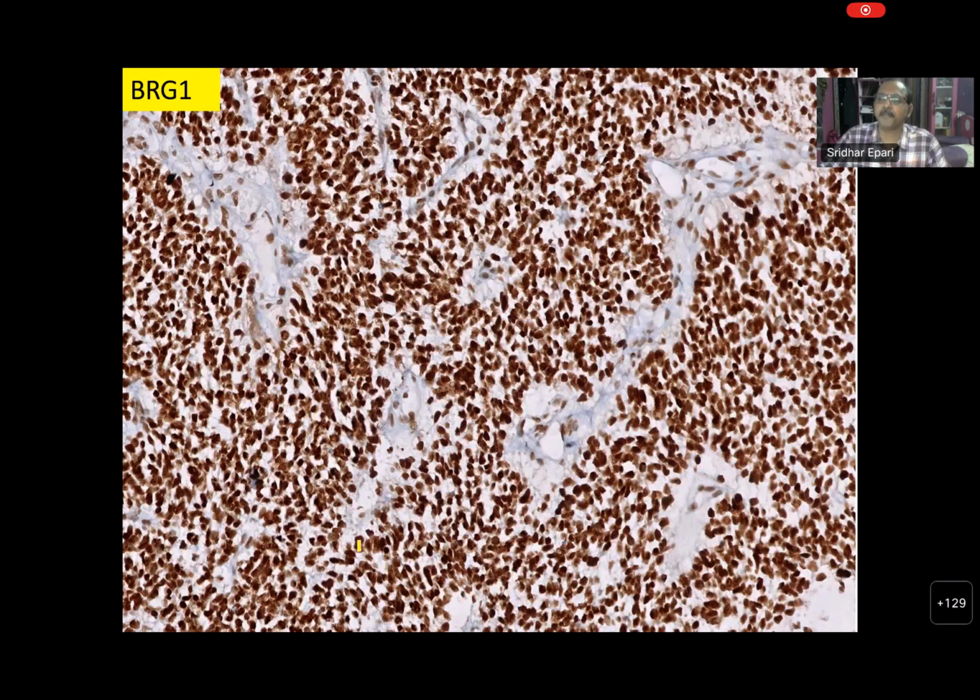Very good. ATRT is the commoner non-medulloblastic primary tumor in the infantile age group. First, you need to exclude that. So here with INI1 and BRG1 retained, ATRT is excluded. That brings you a picture about the other spectrum of tumors. Because of the perivascular pattern, you can keep one of the differentials as poorly differentiated embryonal tumor with multilayered rosettes.